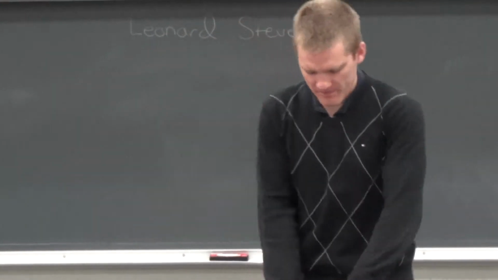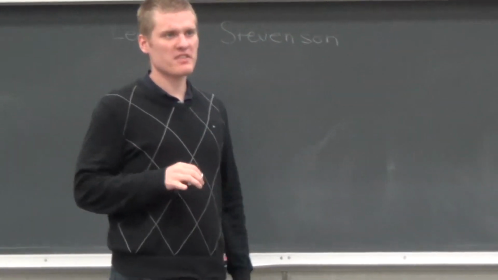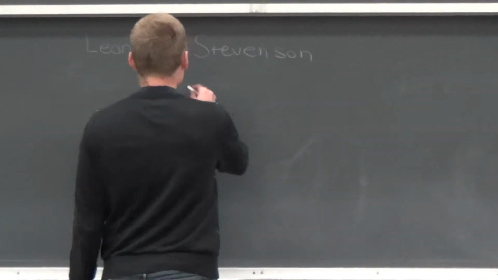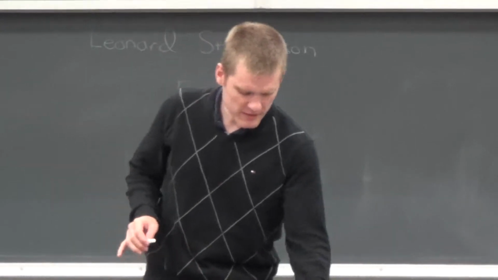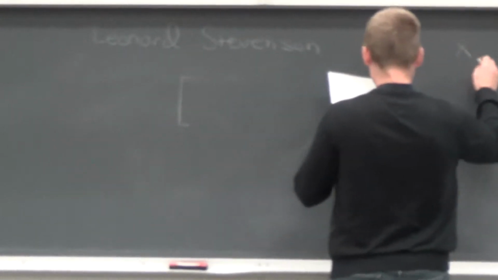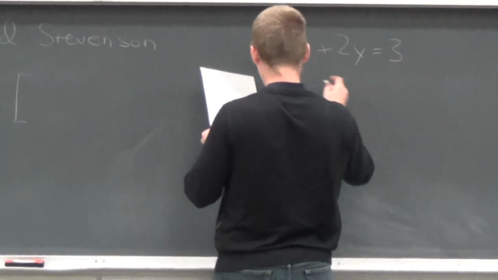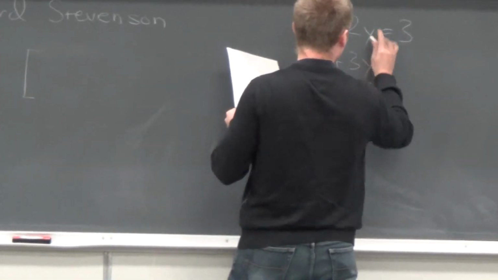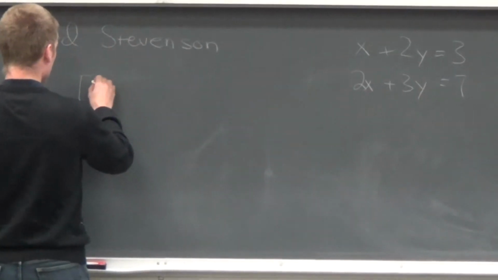Alright, so today we're talking about matrices, and we've already seen where matrices come from in terms of systems of linear equations. So today what we're going to look at is some basic operations we can do on matrices. We're going to start with a fairly simple system of equations here: x plus 2y equals 3, and 2x plus 3y equals 7. And I'm going to write the corresponding matrix.